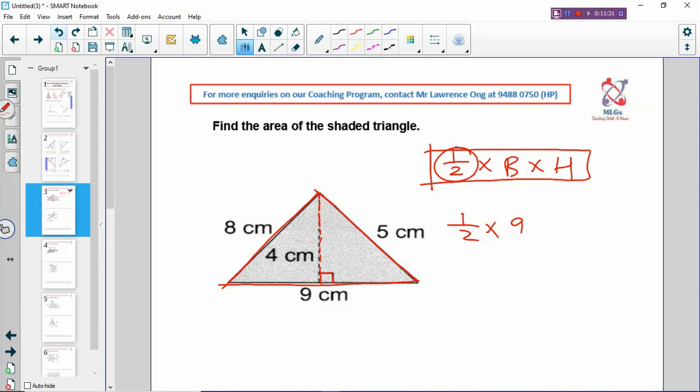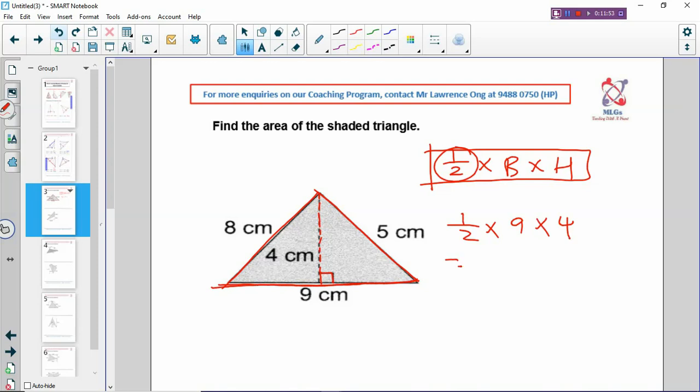So every time you want to choose your base, you have to make sure that you can also get your height. If you choose your base and you cannot find your height, then you chose the wrong side to be the base. So this is the correct side that we should choose, because when you choose 9 cm, you can find the height. The height is 4 cm. So be careful with what you choose as the base.